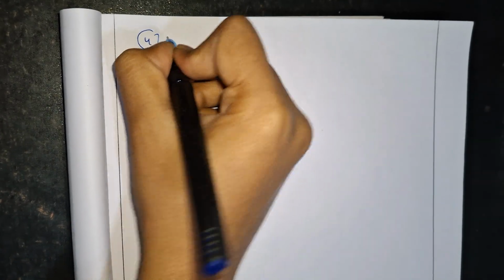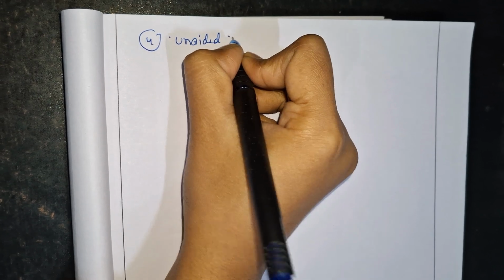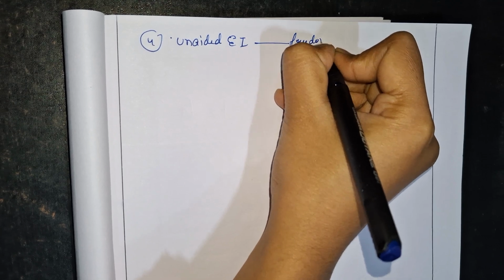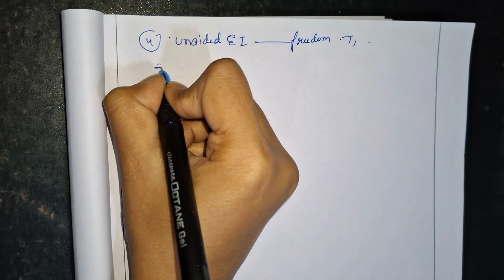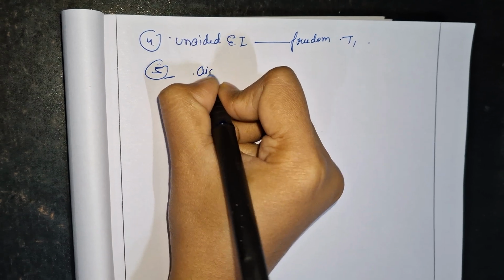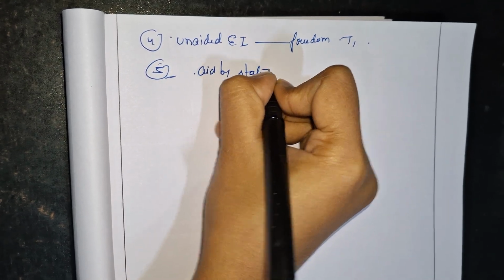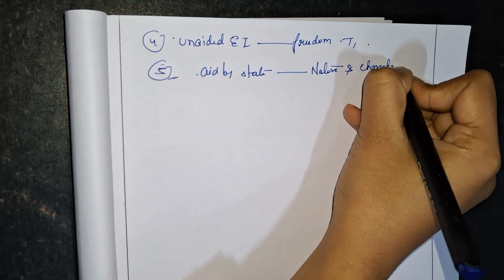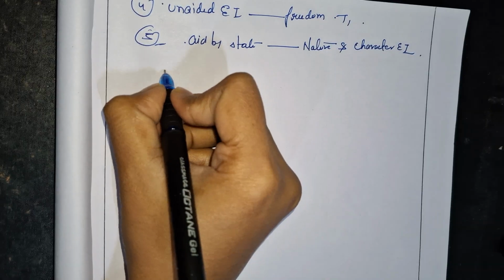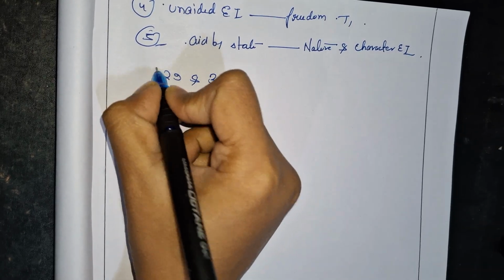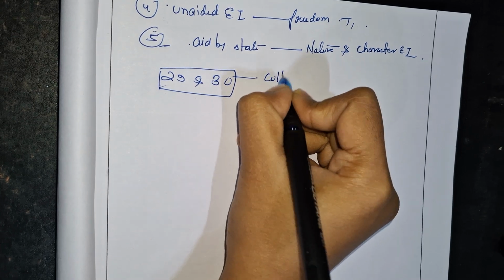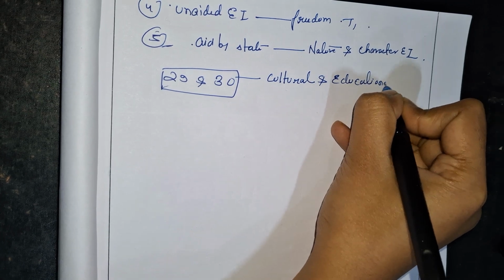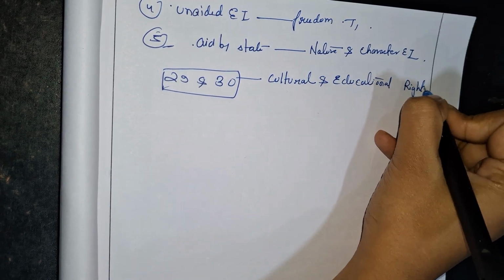Whichever unaided institutions there are will have the freedom to appoint teachers. Fifth one is that extension of aid by the state does not alter the nature and character of an educational institution. Article 29 and Article 30 are cultural and educational rights.